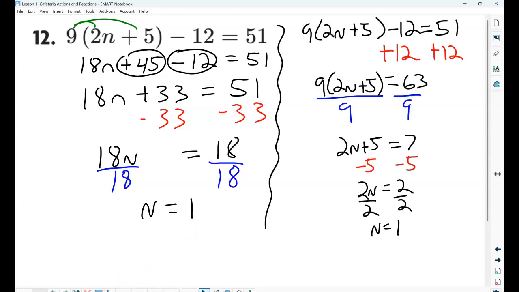All right. Now, here's the other way you could do it. You could add 12 on both sides. And then instead of distributing the 9, just divide by the 9. And that works if you could divide it. 63 divided by 9 is 7. Bring down 2n plus 5, subtract the 5 on both sides. Bring down the 2n is equal to 2, divide by 2 and n equals 1. Either way, this will have bigger numbers, but this has the potential of dealing with fractions. So whatever works for you.